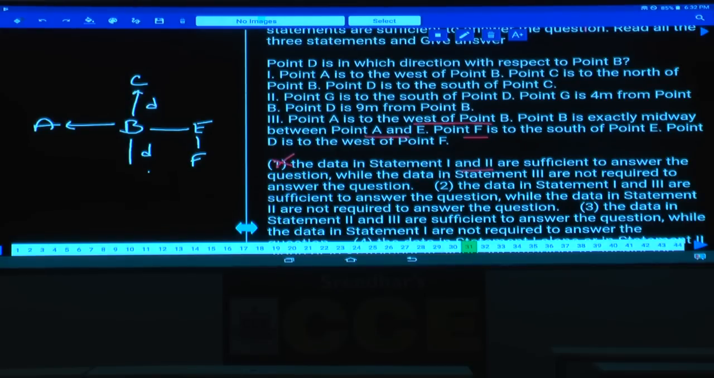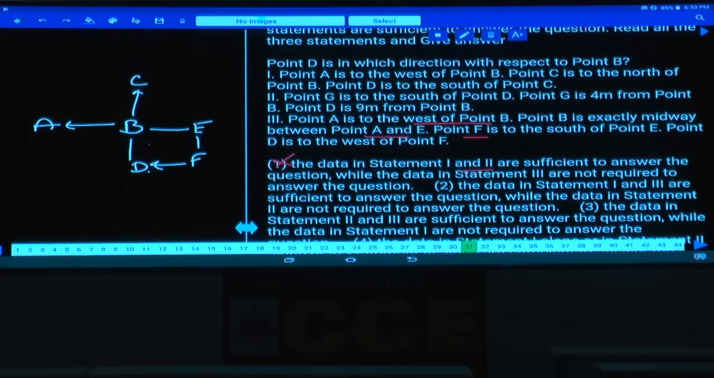Now as D is to the west of F, D is here. As D is here, hence D cannot be in between C and B, isn't it? Now D is fixed or not? Then what is the question here? In which direction is D with respect to B? Yes, D is to the south of B.